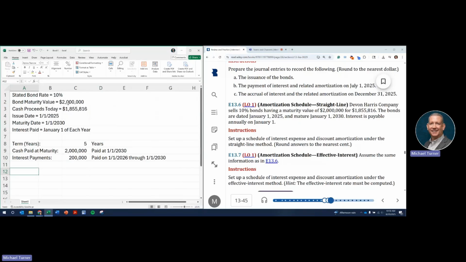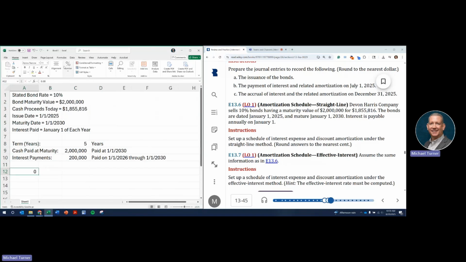All right, so we're going to try a few things here. I'm going to use the present value formulas, and we're going to try to get as close as we can to the actual effective interest rate. So I'm going to start with 8% interest.